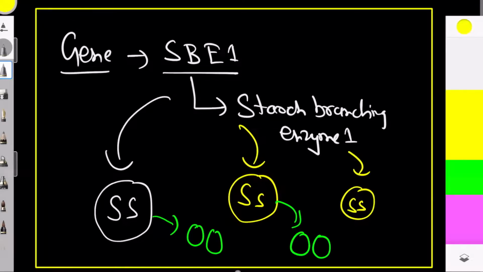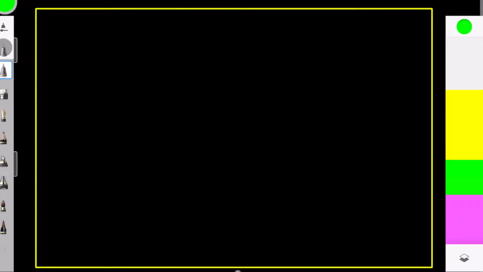means that this enzyme is absent. In absence of this enzyme, what you are going to see? You are going to see wrinkled phenotype. So here what we are going to see? Wrinkled phenotype. Now, how the absence of starch branching enzyme 1 leads to wrinkled phenotype, that we are going to discuss.